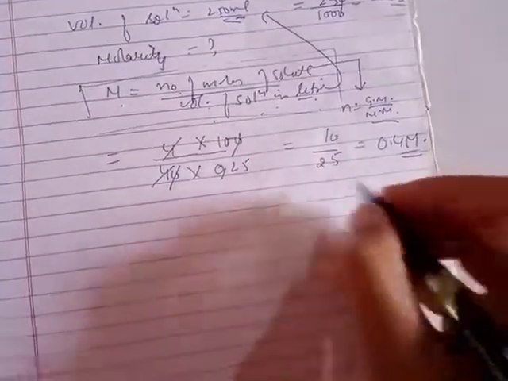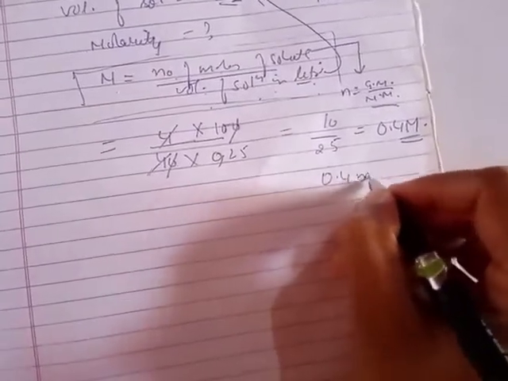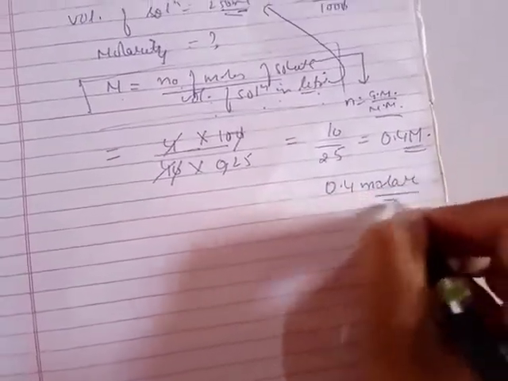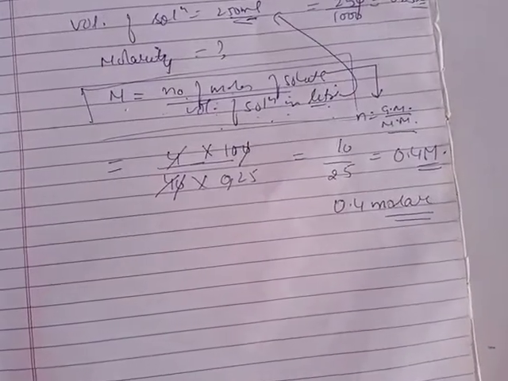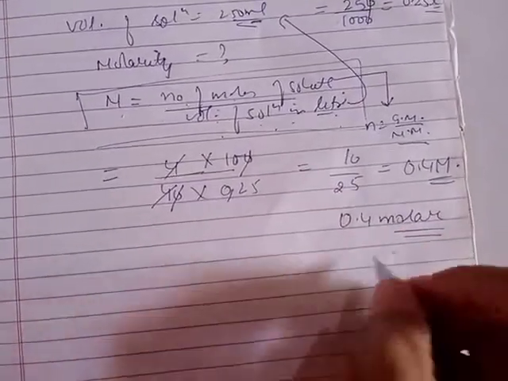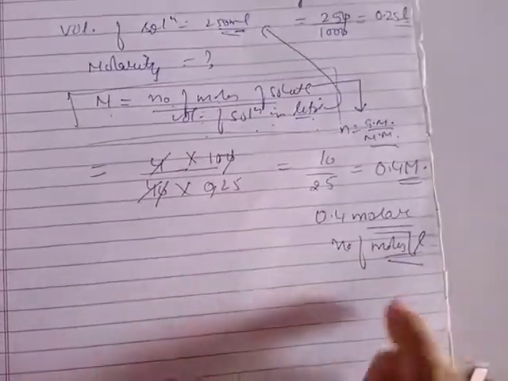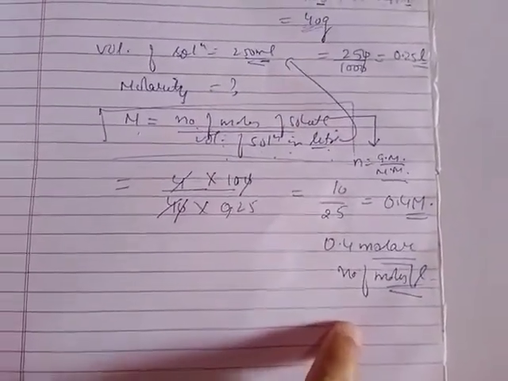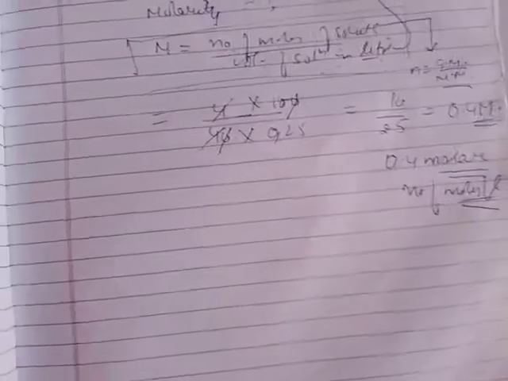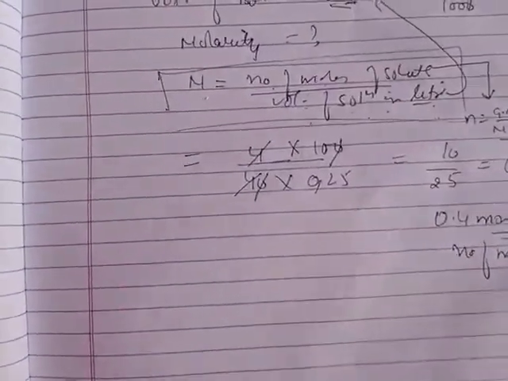This m stands for 0.4 molar solution. Molar means number of moles dissolved per liter. Okay, molar means number of moles dissolved per liter of the solution. In this way we can solve the numerical problem based on molarity, molality, mole fraction.